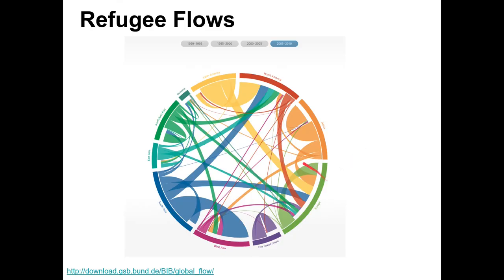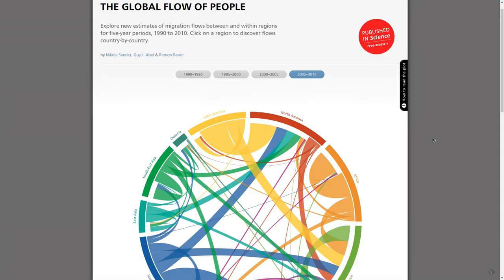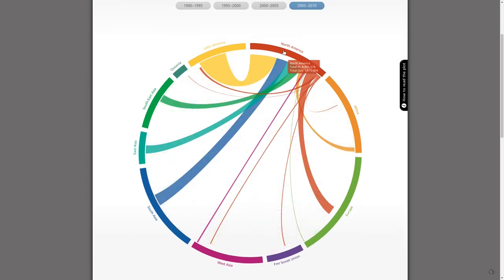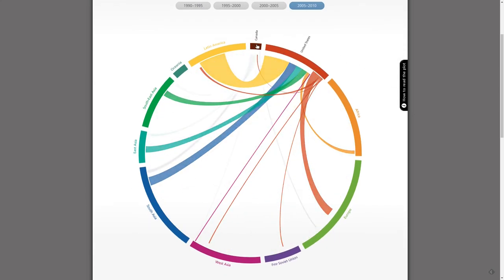So I put a link down here. This diagram is showing people moving from one place to another place. So here is the full one, you can play around with it. If you click on a region, it then breaks it out. So you could see, for example, South Asia, the flow was 1.1 million from South Asia to the United States.